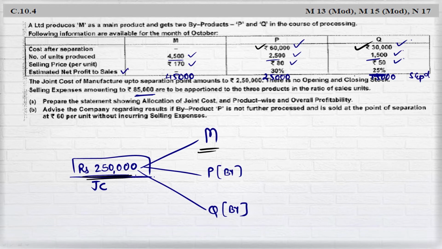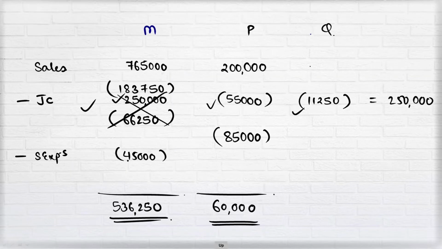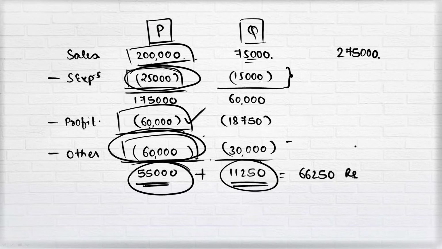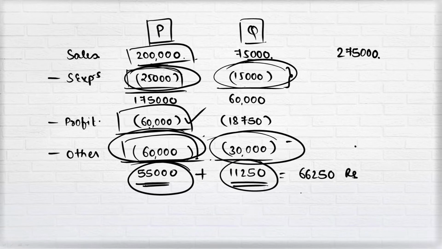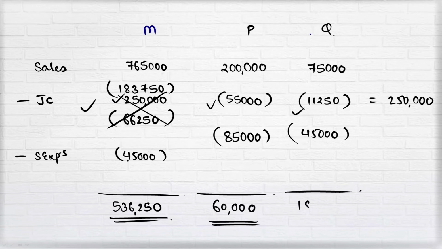Find out profit of Q. What is selling price of Q? 75,000. What is joint cost allocated to Q? 11,250. What is further processing cost? 15,000 and 30,000. That is 45,000. What will be apportioned to Q? What will be profit of Q? It will be nothing but 18,750, and this was required.